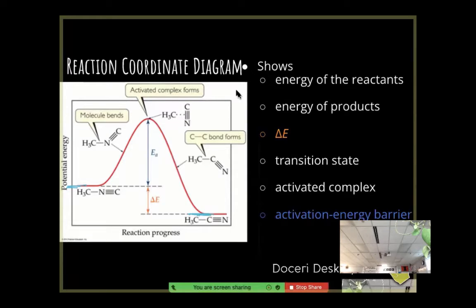So if you know the actual values, you can calculate the overall energy change. So for this one, if this is exothermic, would that energy change be negative or positive? Negative, right, because you're releasing.